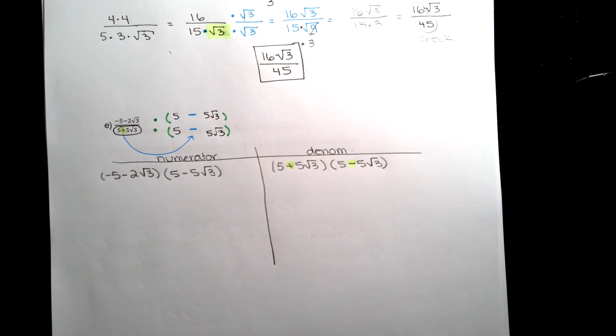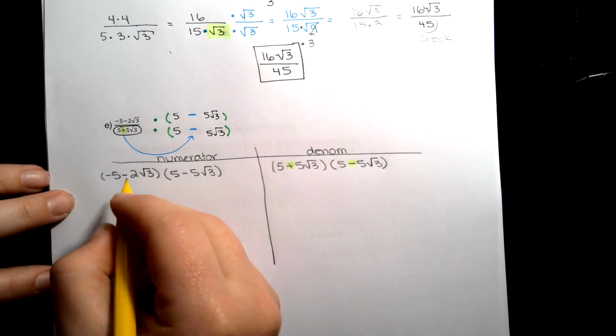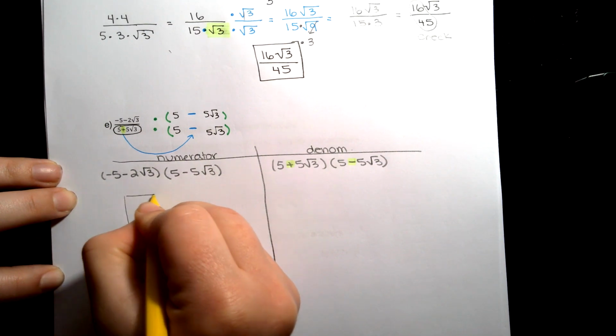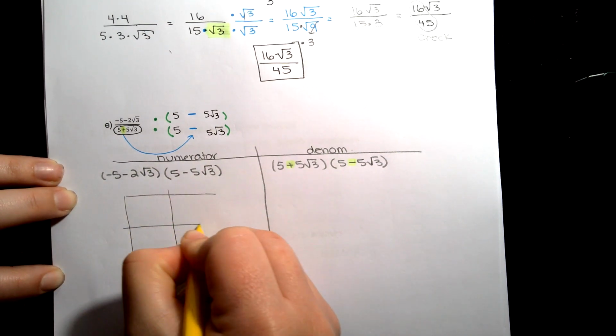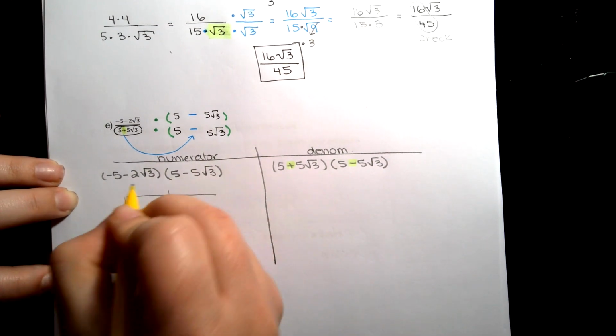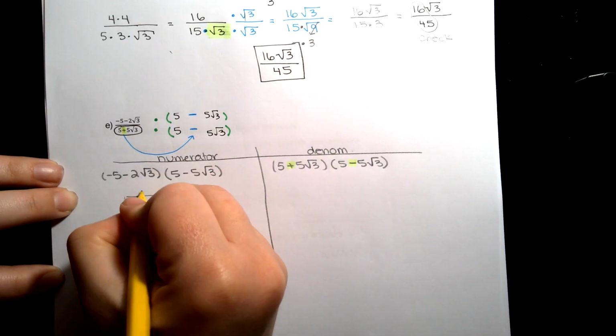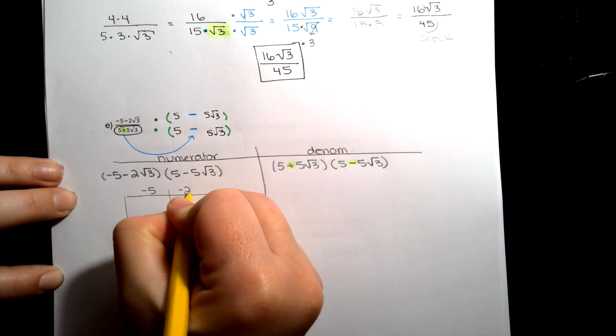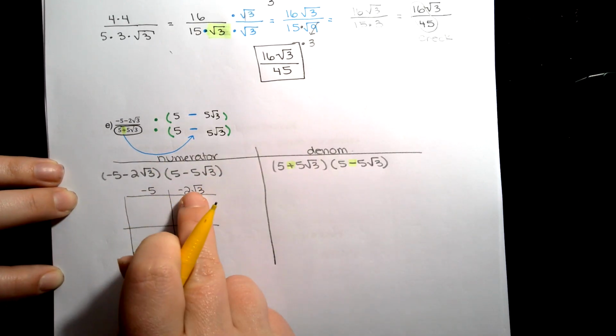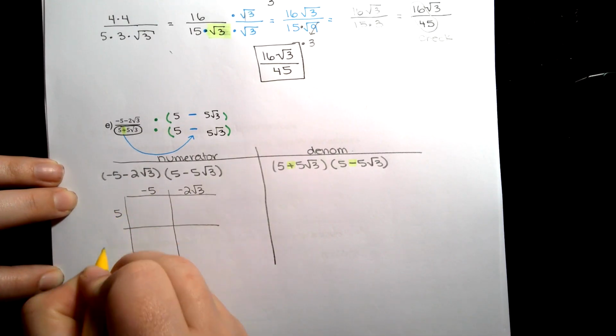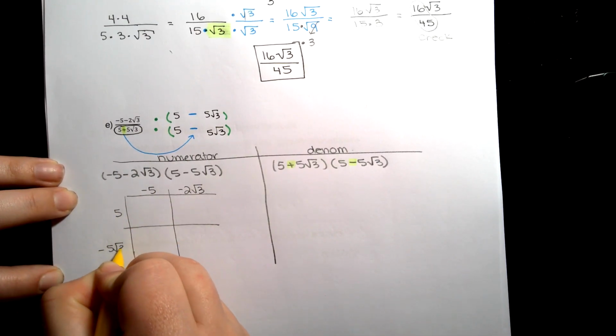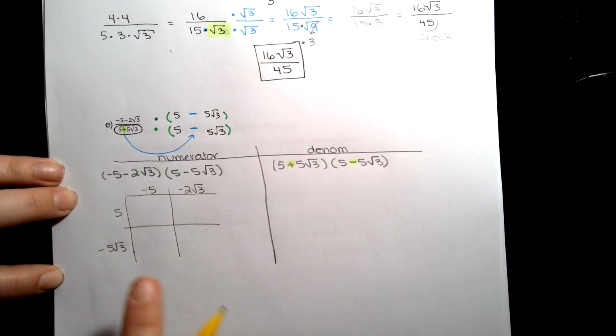Here, everything's different, okay? So for our numerator multiplication, we are going to set up a box method. And this is where you have to be careful because you have a binomial times a binomial. Negative 5, negative 2 root 3. Do not break this one apart. 5 minus 5 root 3. And again, do not break this apart. This is one thing.